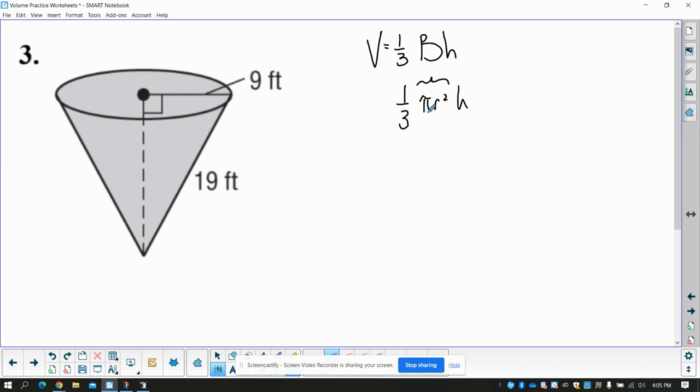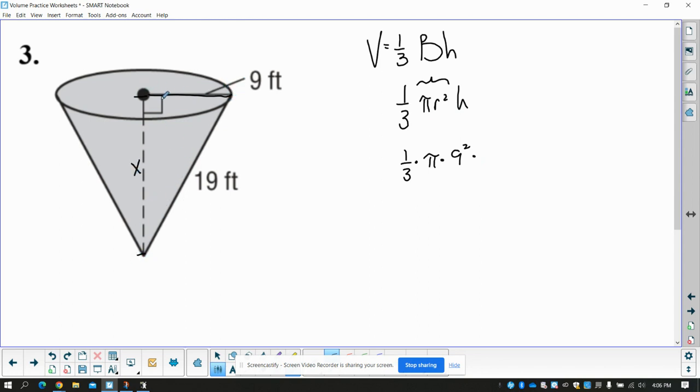But let's see if we have everything we need. The r is the radius of the base. We have that. It's 9. So 1/3 times pi times 9 squared, radius squared, times, and now we need to do the height, and the height would be from here to here. We don't have it, but we do have this line here.